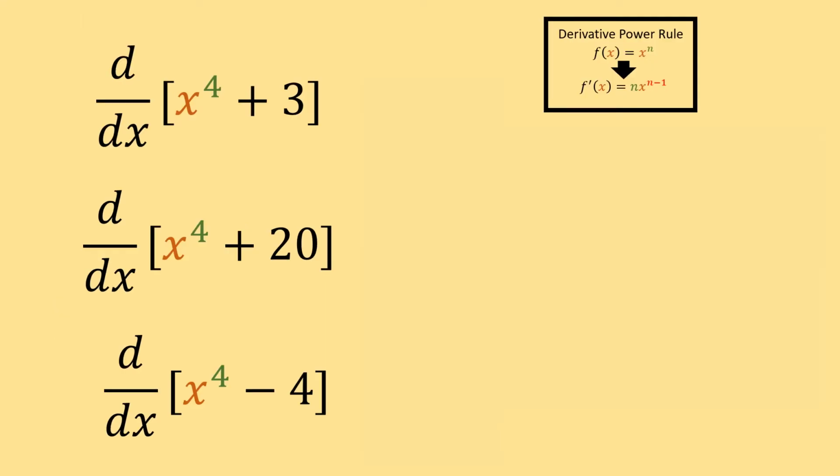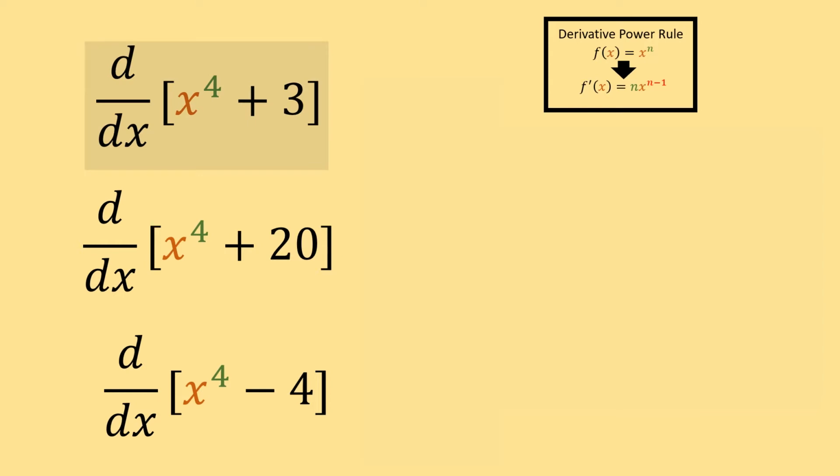Let's start by taking the derivative of a few functions first. Say I'm supposed to take the derivative with respect to x of x to the fourth plus 3, of x to the fourth plus 20, and of x to the fourth minus 4. And to take the derivative of these functions, we're going to use the power rule. And if you need a refresher on that, you can check out this video here. So let's focus on taking the derivative with respect to x of x to the fourth plus 3.